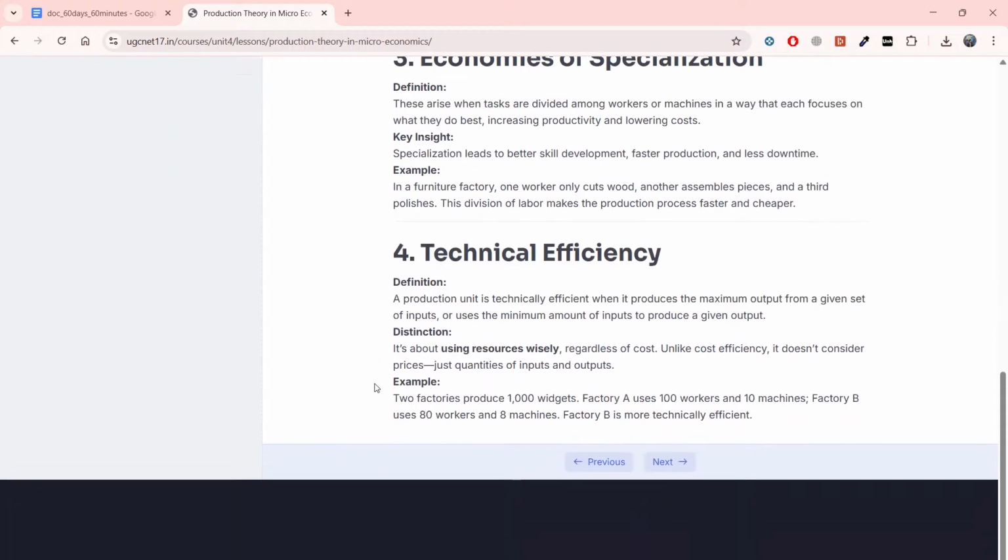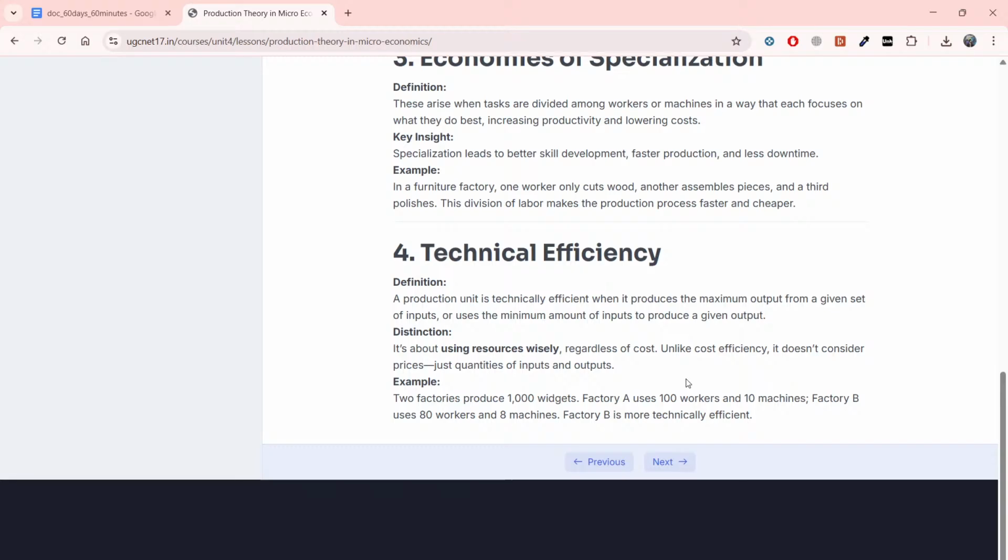Technical efficiency. A production unit is technically efficient when it produces the maximum output from a given set of inputs, or uses the minimum amount of inputs to produce a given output. It's about using resources wisely regardless of cost. Unlike cost efficiency, it doesn't consider prices, just quantities of inputs or outputs.